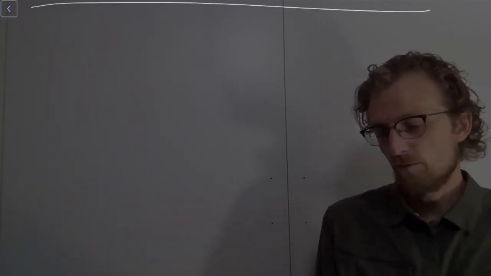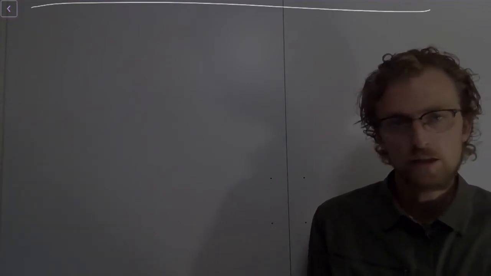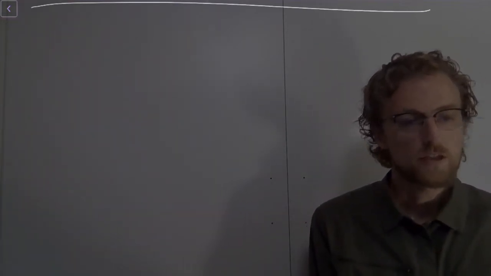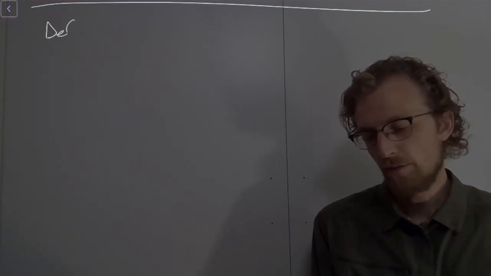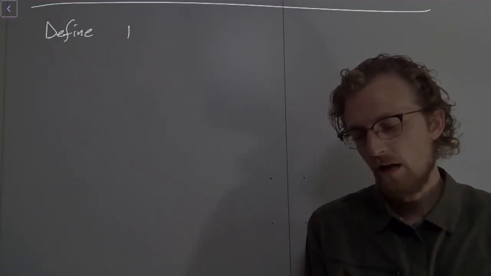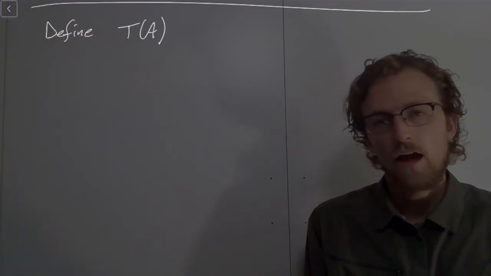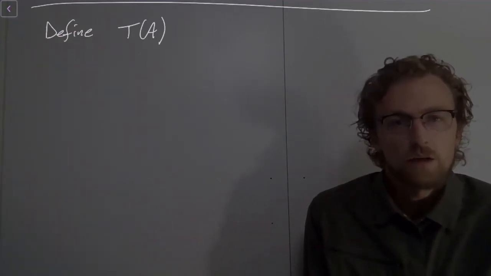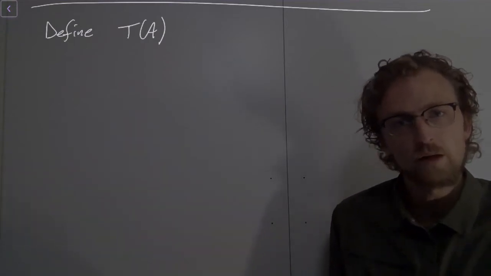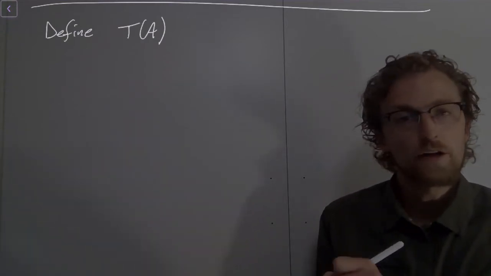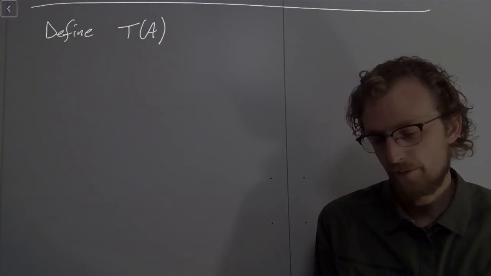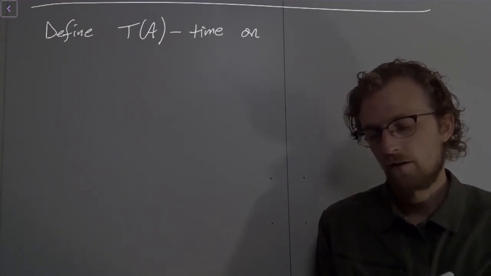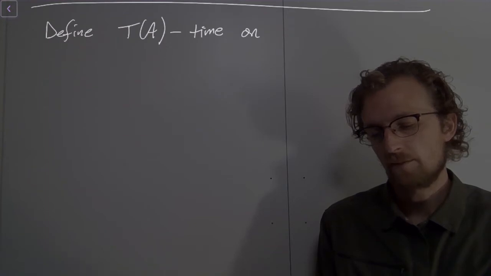So let me give you a definition or two, just for the purposes of this lecture to help you understand what's going on. Let me define T(A) as the running time of this algorithm, and we'll just do this for unique elements. So T(A) is the running time of the unique elements algorithm on the input array A. This is the time on input A.